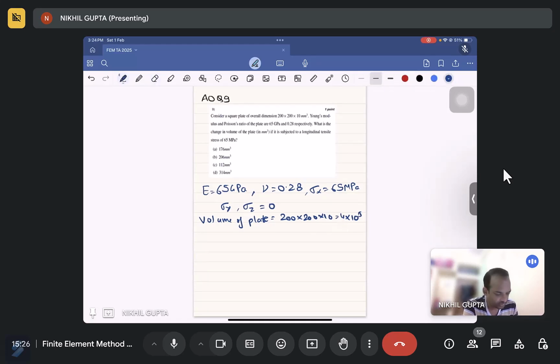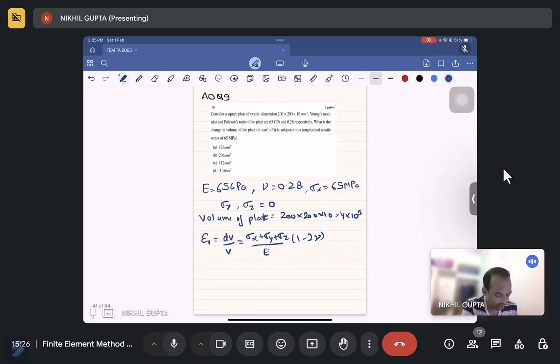Okay, 4 into 10 power 5. Now we have to find the change in volume. So change in volume can be computed through volumetric strain, which is dV by V. We know a formula from strength of material: (sigma x plus sigma y plus sigma z) upon E, times (1 minus 2 mu).